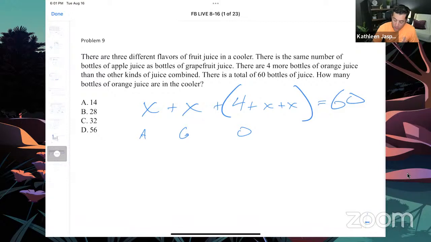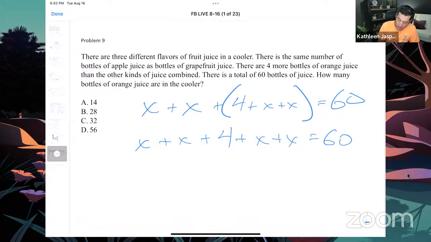Then it says orange juice is the same number of apple and grapefruit combined. So again, here's my apple and grapefruit, but there's 4 more. So that's where I got that value there. So now just go ahead and solve it. The parentheses are there just to show you that that's what orange juice represents. So I can take the parentheses away because I'm not distributing anything.